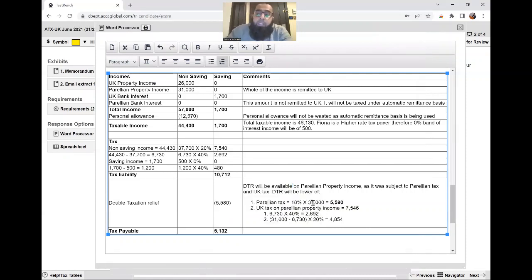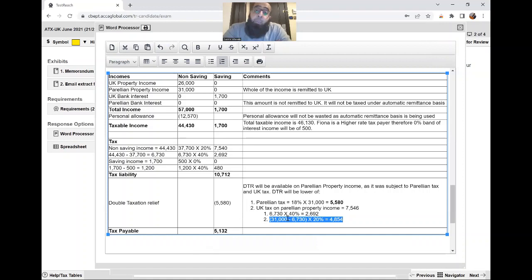Now, Parilian tax was 18%. The Parilian property income, 31,000 into 18%, so it's 5,580. Now, the second thing was UK tax on Parilian property income. What we do in the UK is place the overseas income at the higher band so that our DTR gets maximized. So this 31,000 will be given space in this 6,730 so that the DTR gets maximized. On 6,730, it will be 40% and the remaining property income will go at 20%.